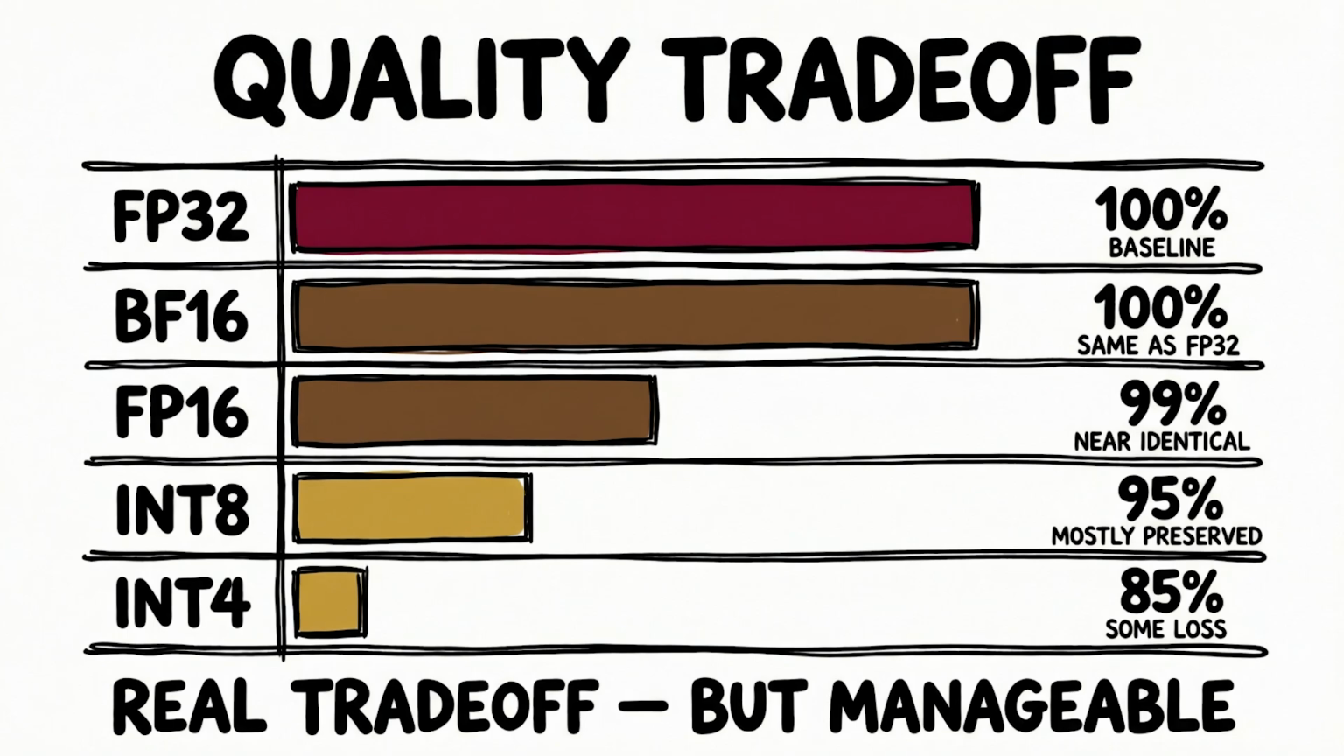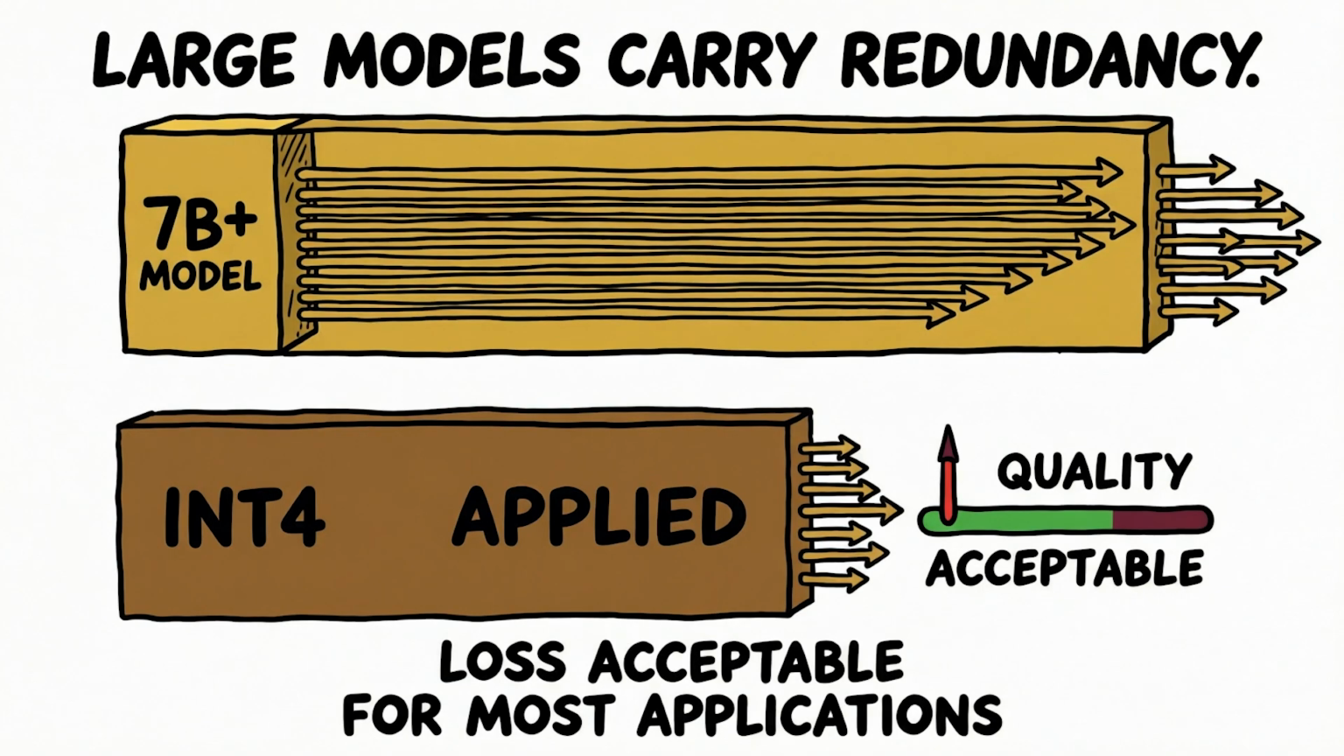The quality trade-off across these formats is real but manageable. BF16 is nearly indistinguishable from FP32 for inference. Int8 with careful calibration preserves most of a model's performance. Int4 introduces some degradation, but for models above 7 billion parameters, the weight matrix tends to carry enough redundancy that the loss remains acceptable for most applications.